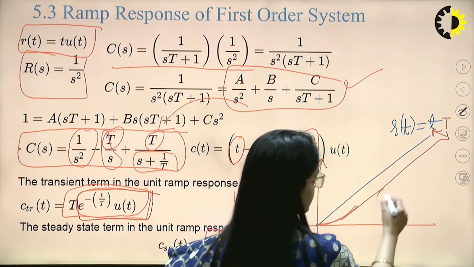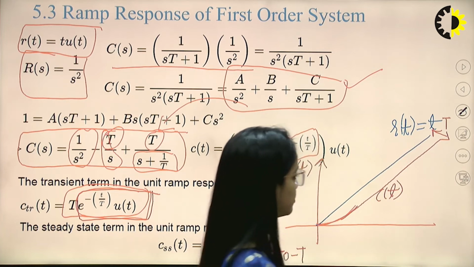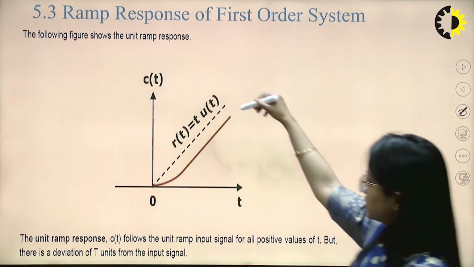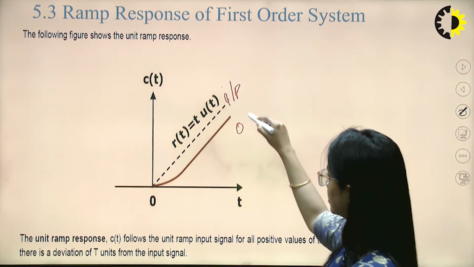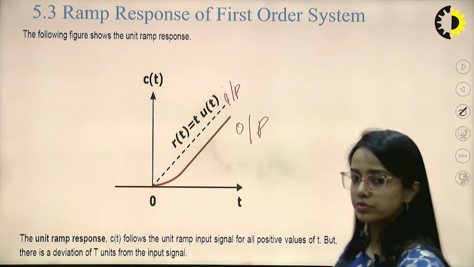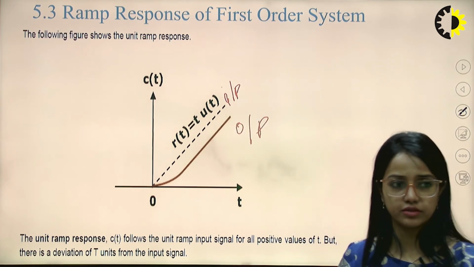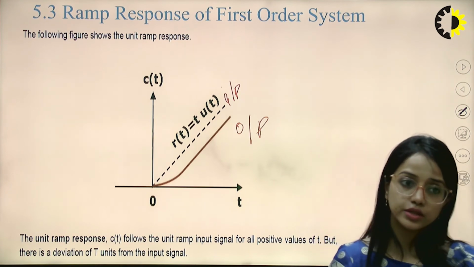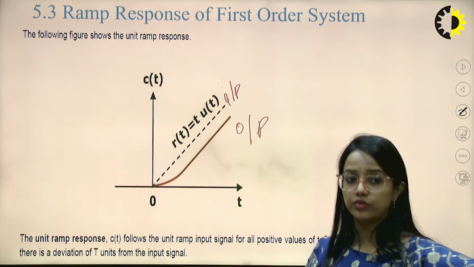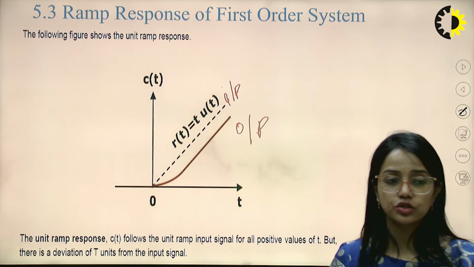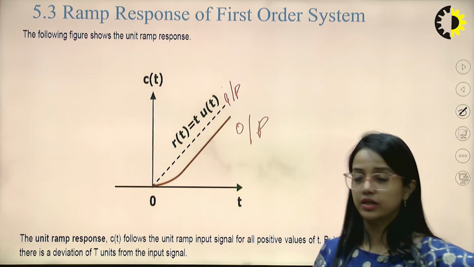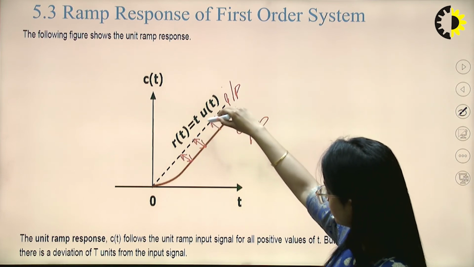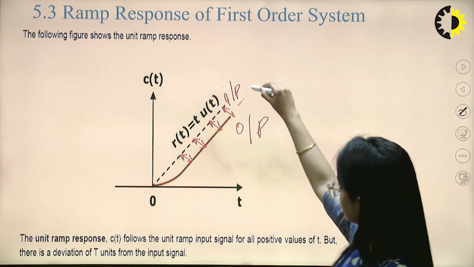So this is C(t) in maroon, and blue is R(t). We can see here, this one is input and this one is output. We can see that output is following input, but there is some delay. Terminology going on: the unit ramp response C(t) follows the unit ramp input signal for all positive values of t, but there is a deviation of T units from the input signal. So everywhere this distance is constant, and that is T.